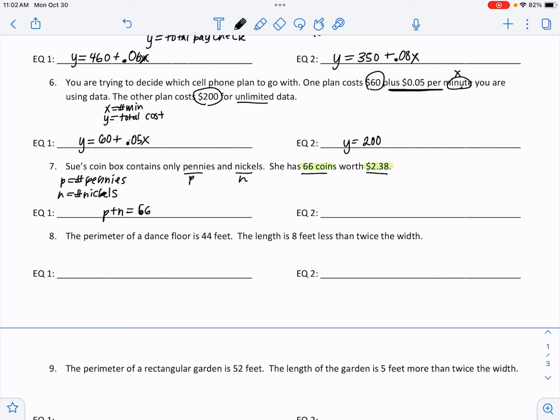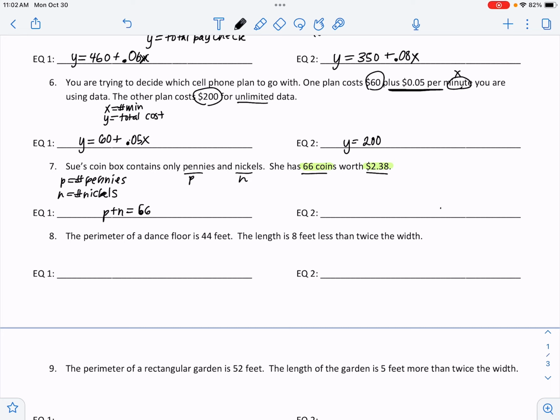2.38. Remember, P is the number of pennies. That's going to be a whole number. Same with nickels. You're not going to have half a penny. You're not going to have 0.38 of a nickel. You're going to have whole numbers. And so coins plus coins equals total coins, and those are going to be whole numbers.